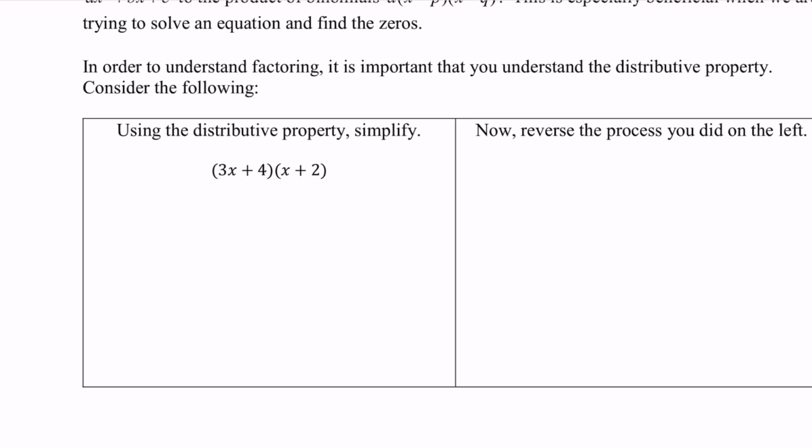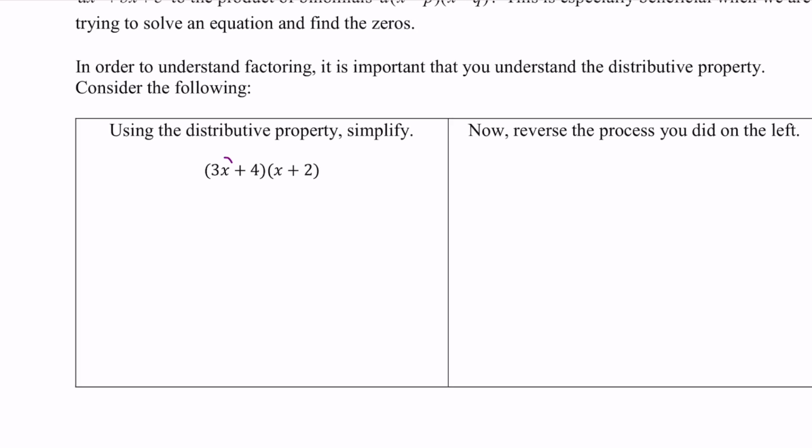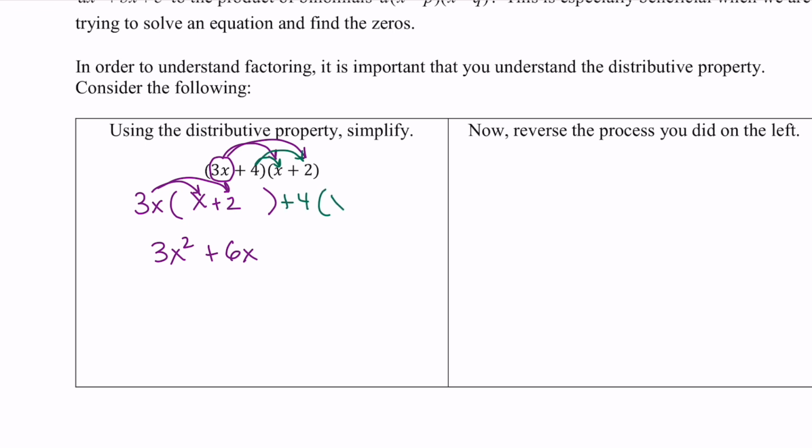So when we have the distributive property, we take that 3x and we distribute it in. I'm going to write it a little differently than we've seen in the past. The first step is 3x, and we're going to distribute that into the x plus 2. So we have 3x squared plus 6x. Then the next step is we're going to take that 4 and distribute it in. Again, I'm going to write it a little differently than we did when we multiplied the binomials, but we're going to take that 4 and distribute it in.